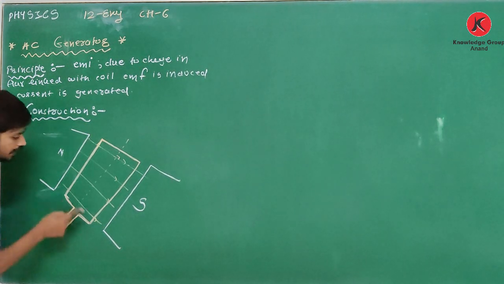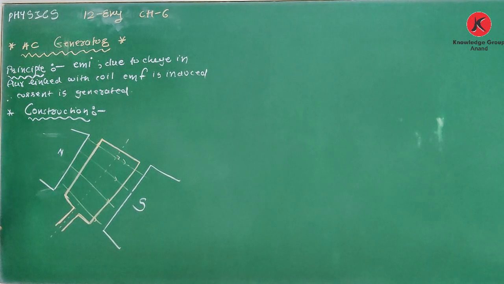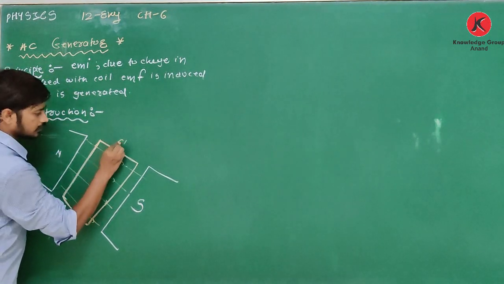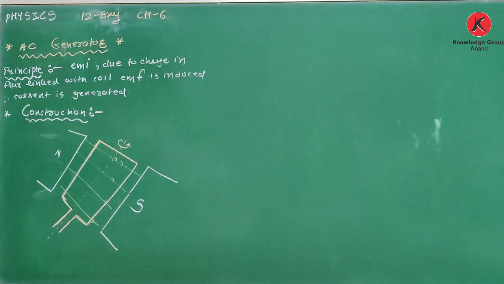So, two magnetic poles. Due to those two magnetic poles, a uniform magnetic field is produced. In this uniform magnetic field, one coil is placed which can rotate about this axis, and this axis is perpendicular to the magnetic field. This coil is called armature. You can also say it is a coil. Clear about this? So this is the construction of AC generator.